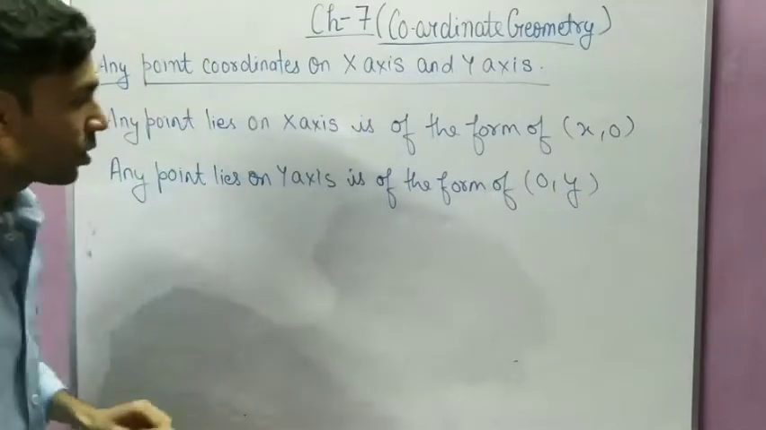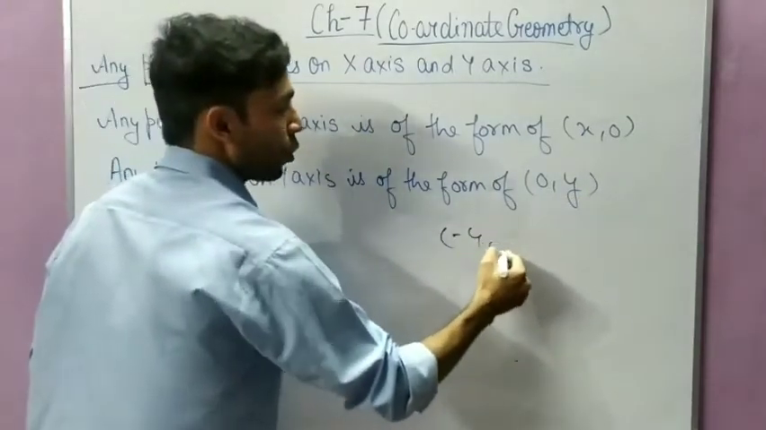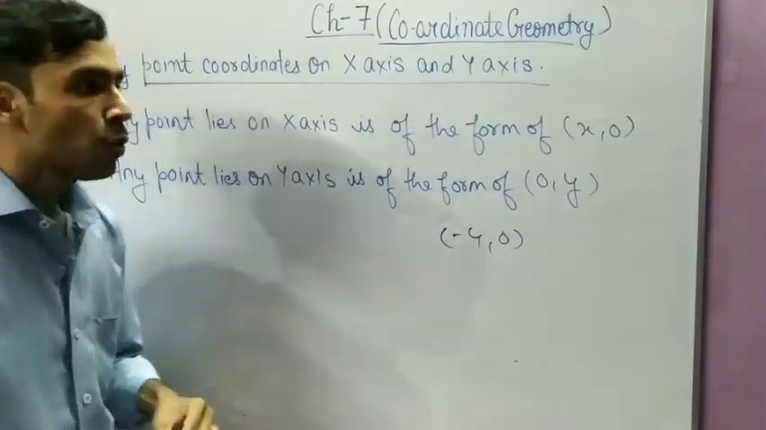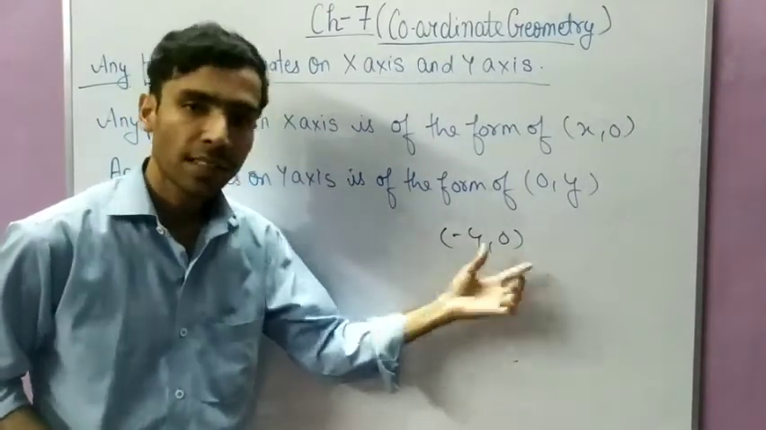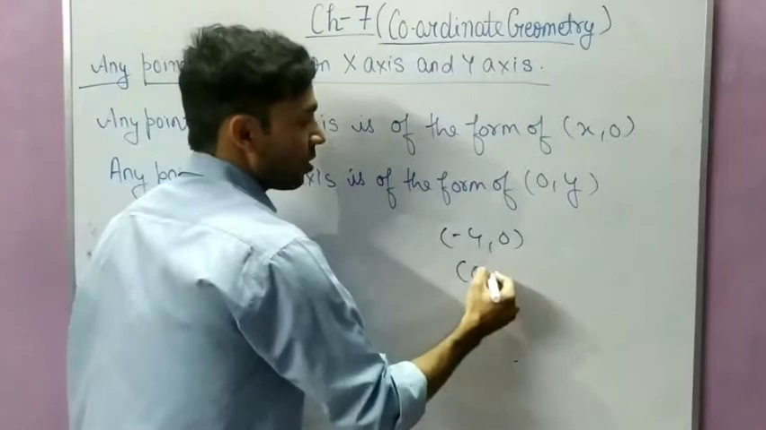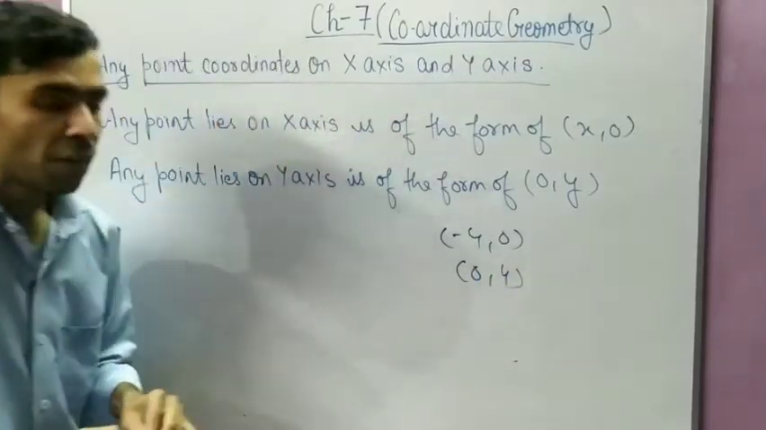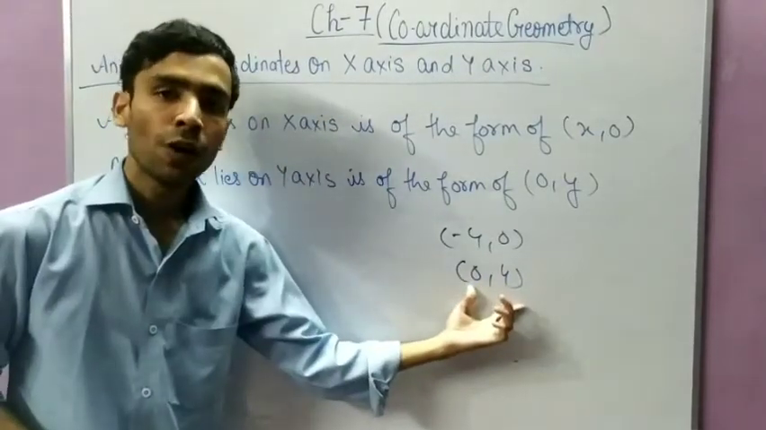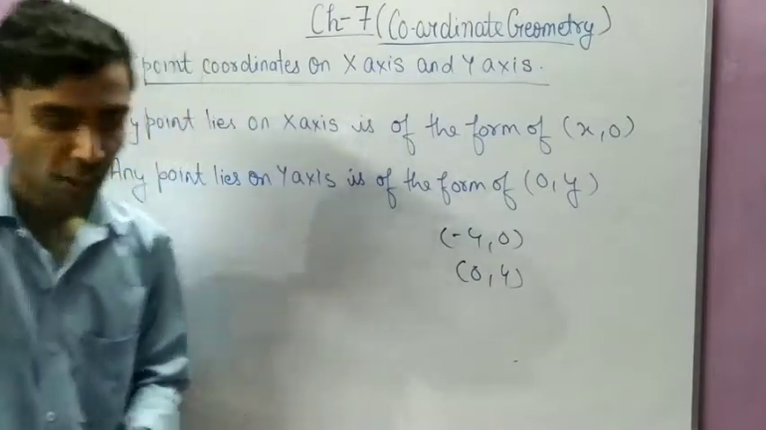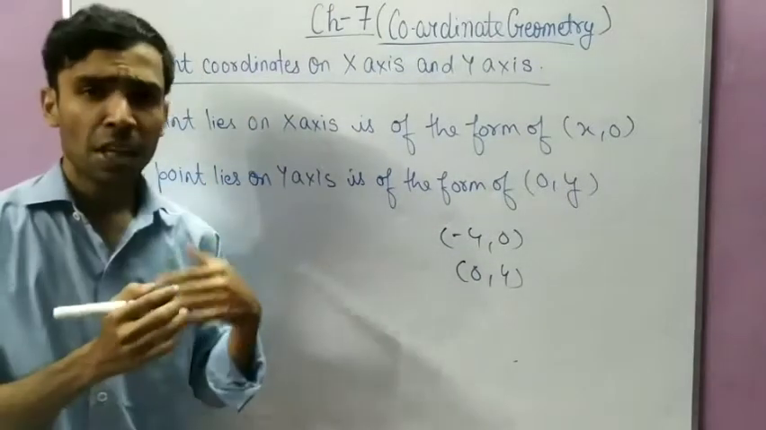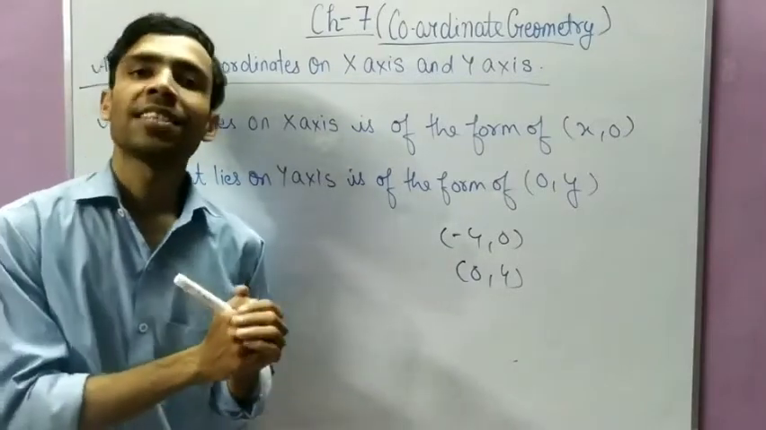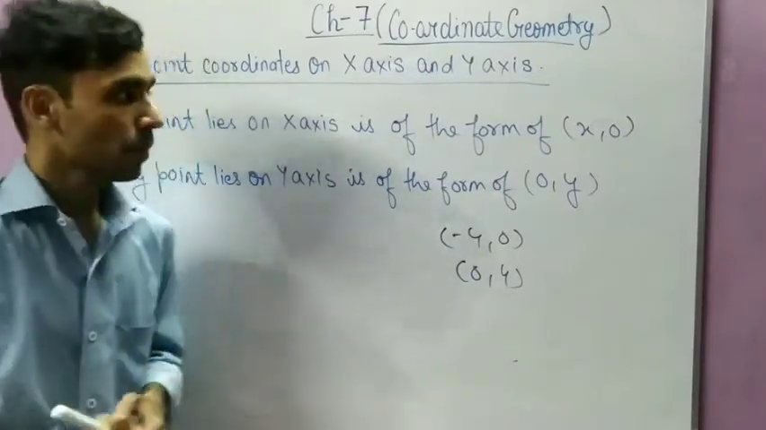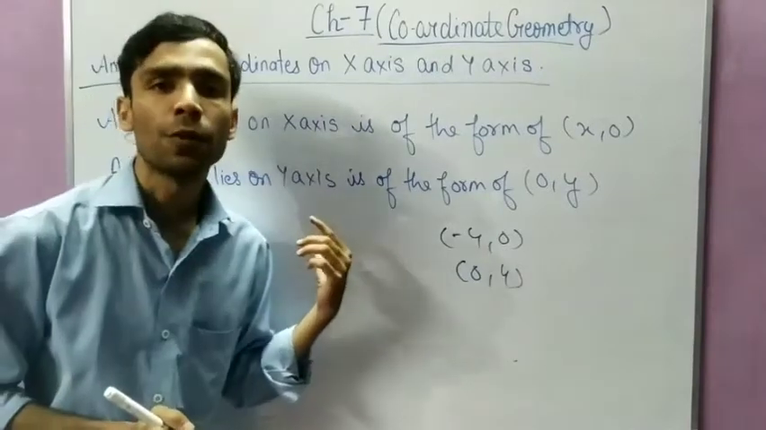Suppose minus 4 comma 0 is given, and someone asks you on which axis it will lie. It will lie on the x-axis. Similarly, when 0 comma 4 is written, on which axis will it lie? It will lie on the y-axis. This is just a reminder for you, because you have already studied this in the last class.